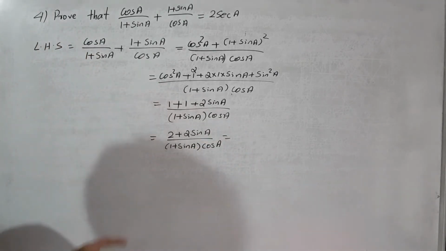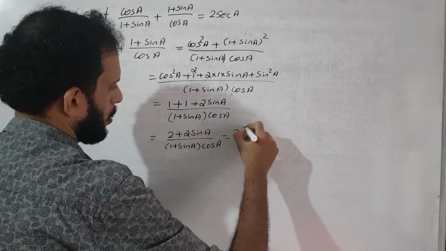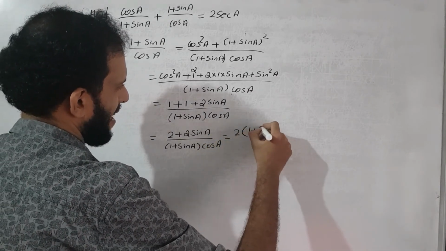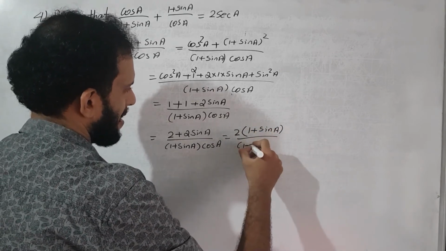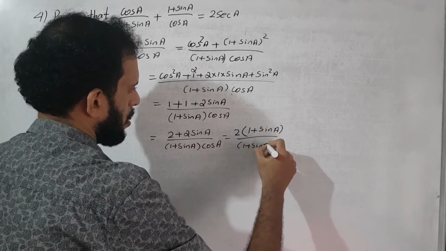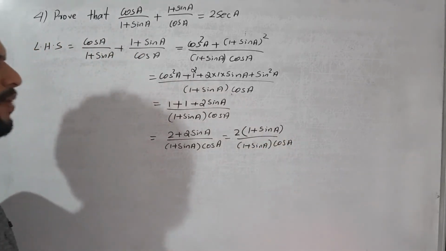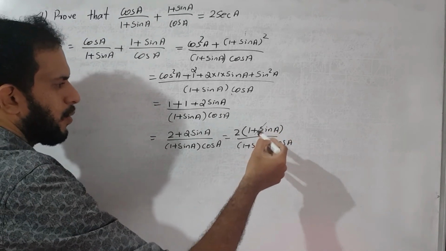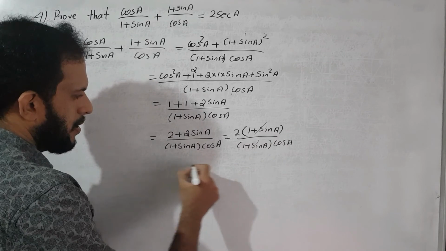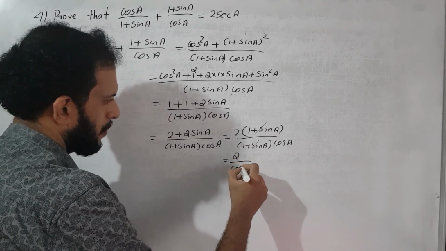Then is equal to, yes, what is common in the numerator? 2 is common, so we take 2 out, then 2 into 1 plus sin A by 1 plus sin A into cos A. Correct? Then now it is very clear, 1 plus sin A is common in the numerator and denominator, so we cancel. Then what we get is equal to 2 by cos A.